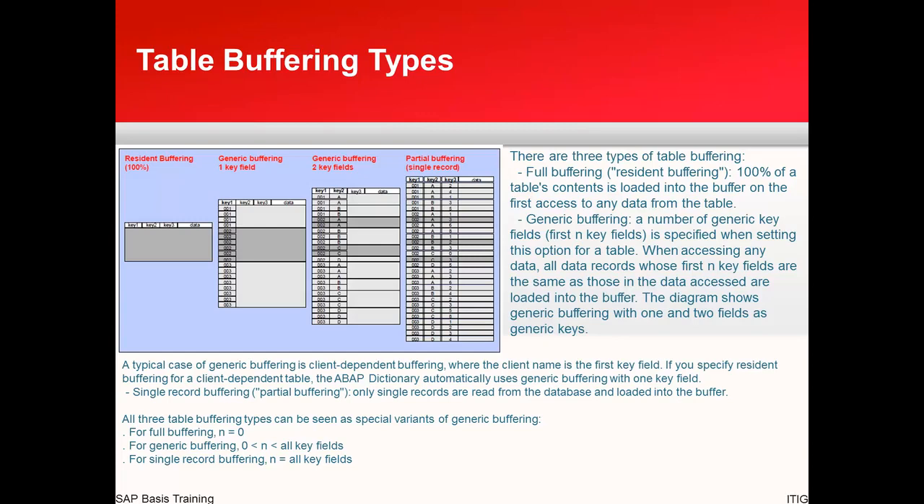For full buffering, n is 0. For generic buffering, n is between 0 and all key fields, and for single record buffering, n is equal to all key fields. So that is about the table buffering types.